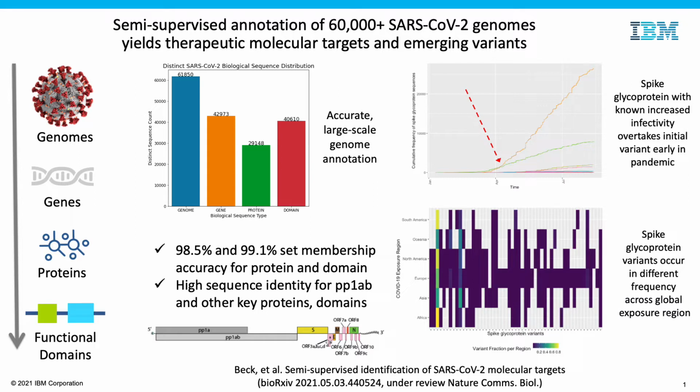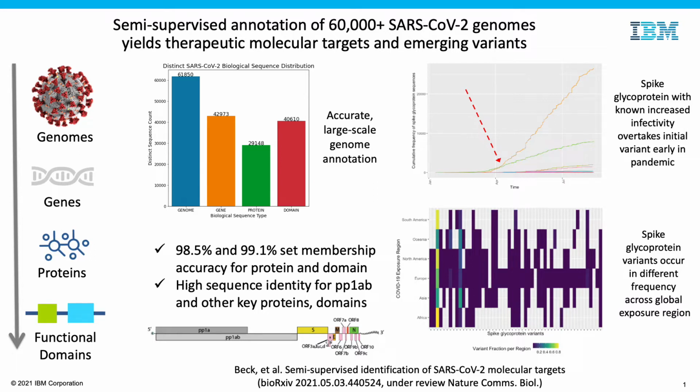If you're here for the quick version of the PowerPoint or of the poster, this slide sums up some of the main findings of our work. Some of what we've done over the last year and a half is built out a semi-supervised pipeline to annotate all of the molecular targets in SARS-CoV-2. This is to identify the genes, proteins, and functional domains, and do so in a way that is without the requirement of a single reference genome.